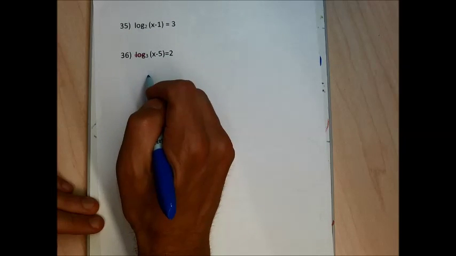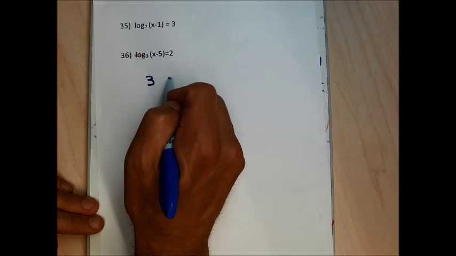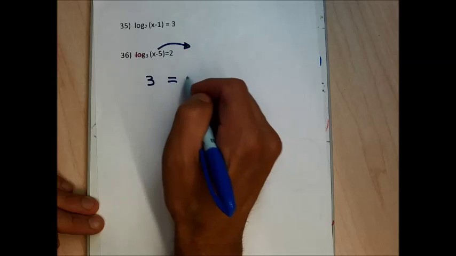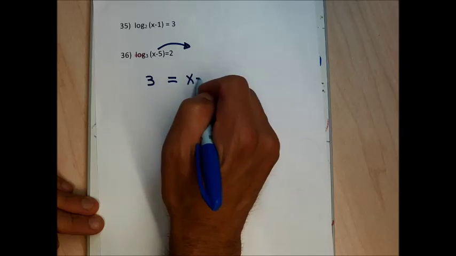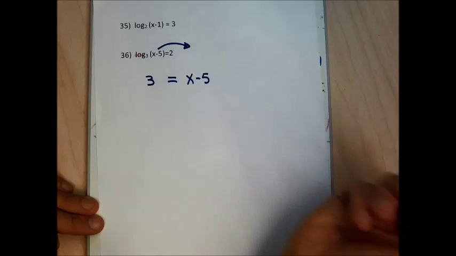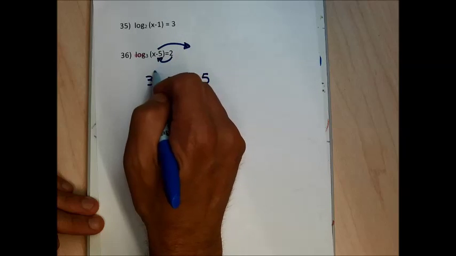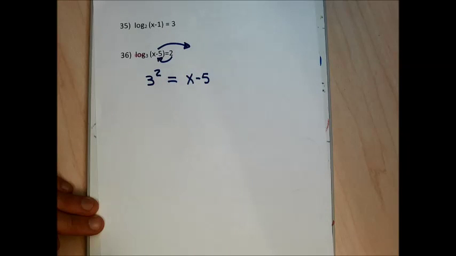All right, 35 and 36, I'm going to do the same thing. I'm going to get rid of the logarithms by crossing out the log. On 36, the 3 is going to stay on the left-hand side. The equal sign is going to stay where it's at. The x minus 5 is going to move to the right-hand side. And when it's free of the logarithm, it doesn't really need to be in the parentheses anymore. The 2, I'm going to move to the left-hand side and make it an exponent.